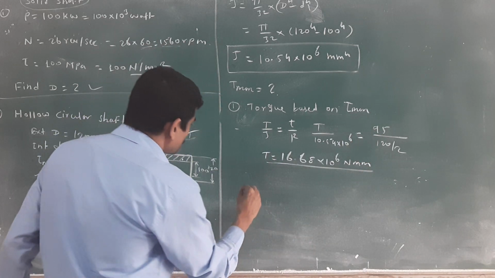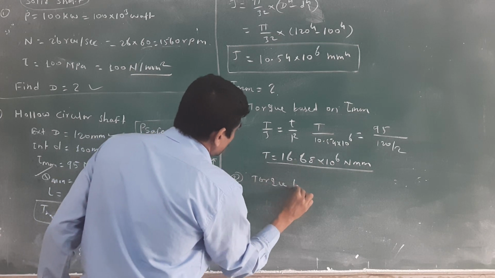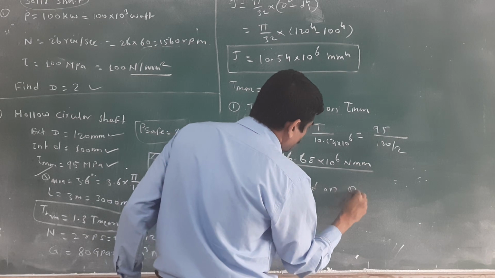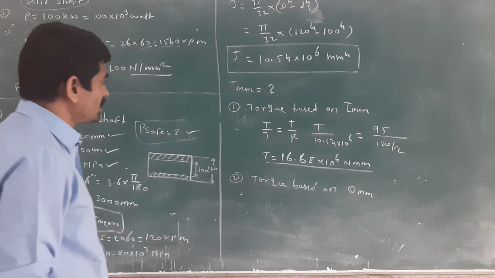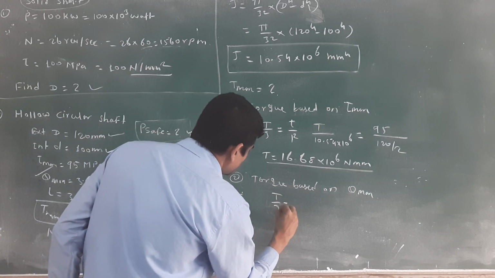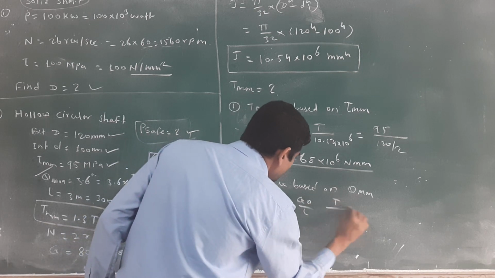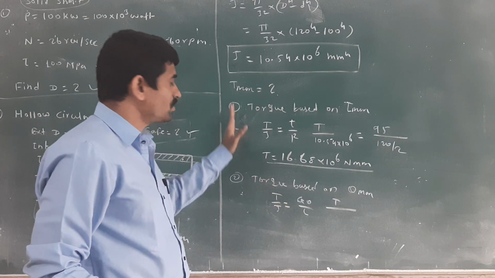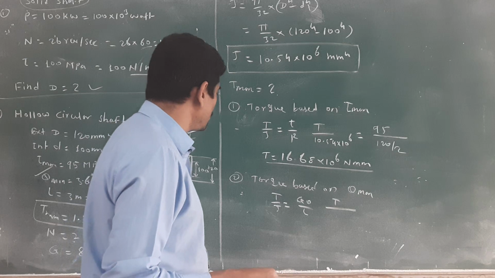Then the second condition. What is the second condition? Torque based on angle of twist, meaning theta max, the maximum angle of twist. Then again you have to choose the second relation: T by J is equal to G theta by L. T as it is, we don't know. Don't put this value in that equation. We want to calculate the least value.